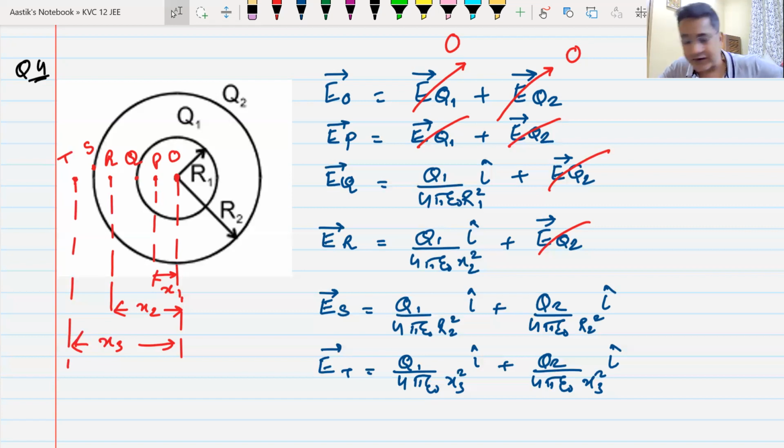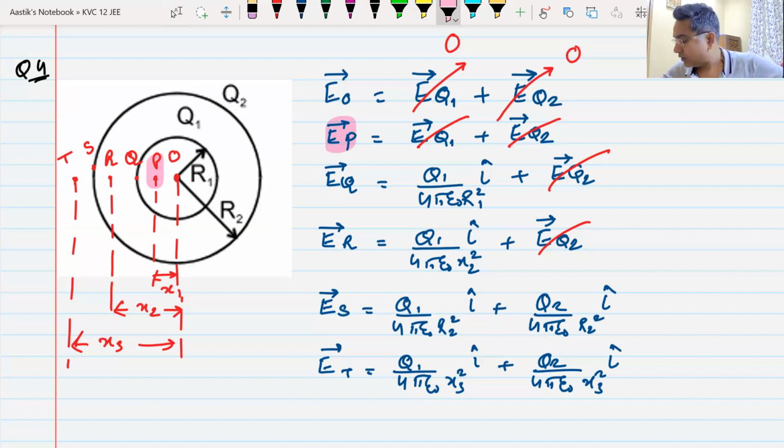And I think you understand how you find it out. Yes or no? At point O, the electric field is due to the inner shell and outer shell, but this point O is inside both the shells. Therefore, both the electric fields are zero, because the electric field inside a shell is zero. So the electric field at point O is zero. Similarly, at point P, which is also inside both of the shells, the electric field is also zero. We understand this?